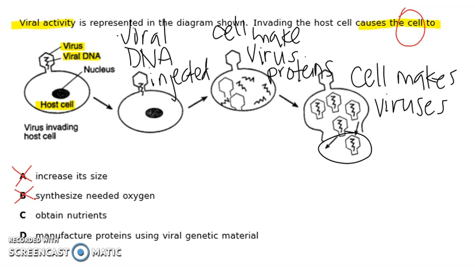Obtain nutrients. Well, the cell is probably not going to be able to obtain nutrients since it's been taken over by the virus, but the cell will be manufacturing proteins using viral genetic information, which is exactly what we see here in this image. And because of that, new viruses are formed, which can bust out and go attach and attack other cells.